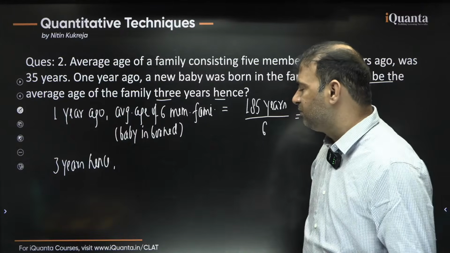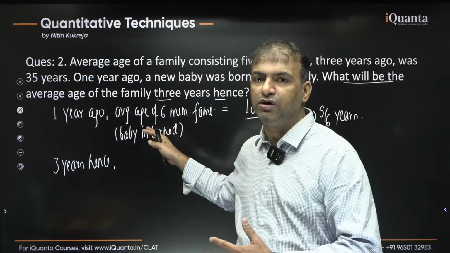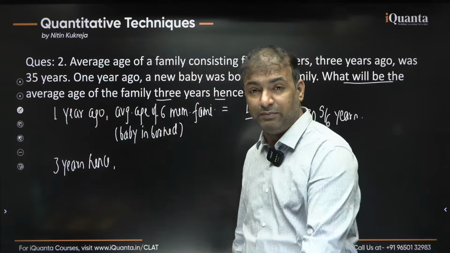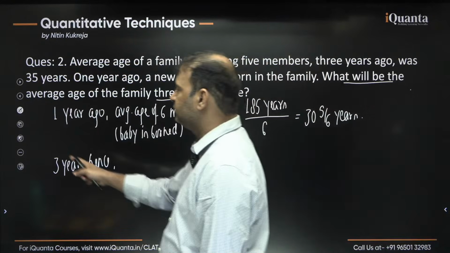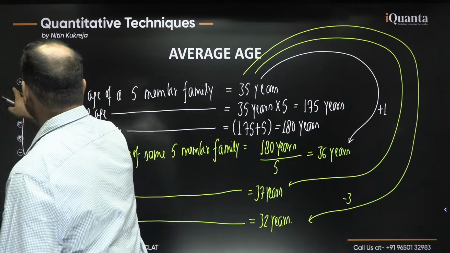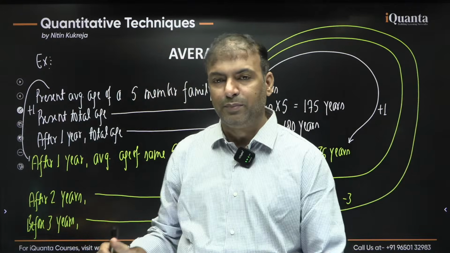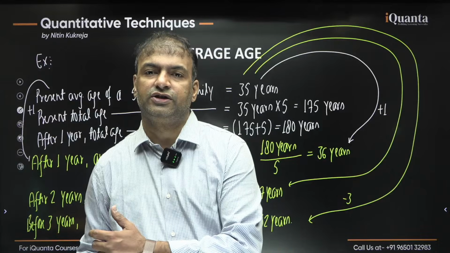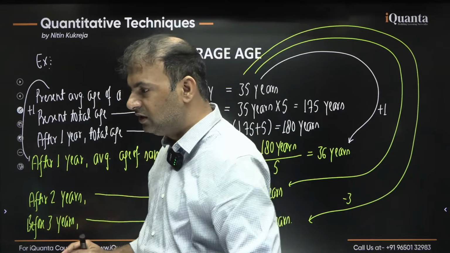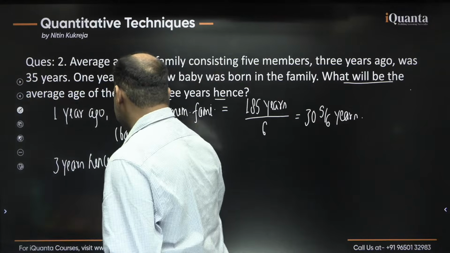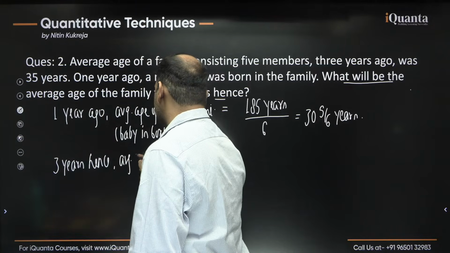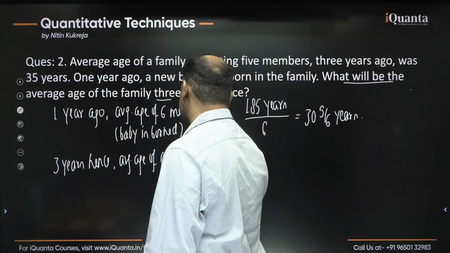But it's not a big thing now, because at least we have the data of the average age of the 6-member family. So we can use that concept of the average age, which I told you here. The members are not changing, right? So let me use it here. We can say 3 years hence, what the average age of the 6-member family should be.